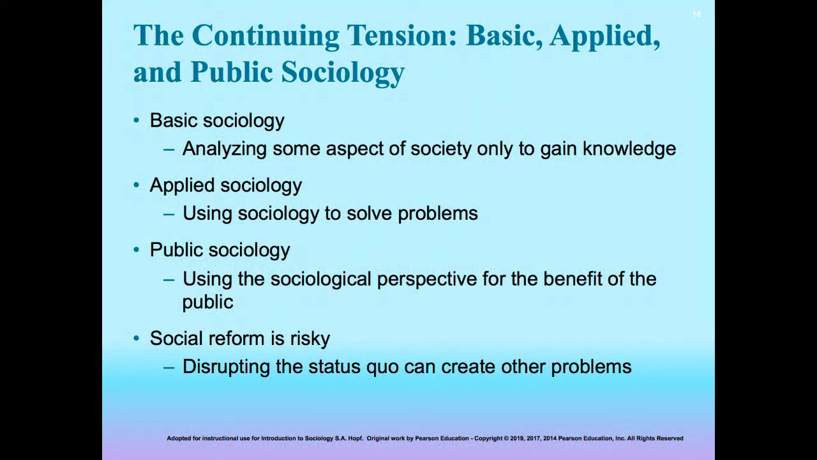The tension regarding the role of sociology can be understood by the different ways in which sociological roles have developed. Basic sociology focuses on gaining knowledge. Applied sociology is used to solve problems, while public sociology uses the sociological perspective for the benefit of society.